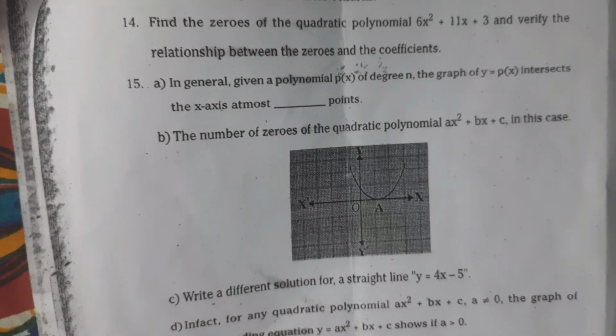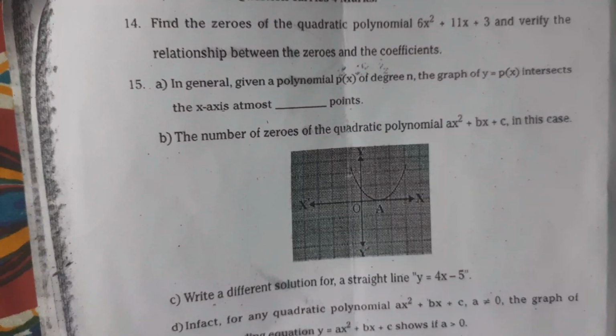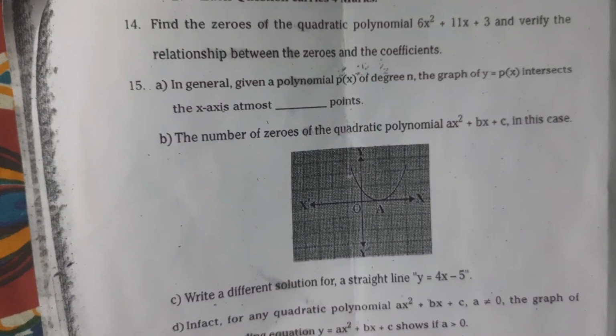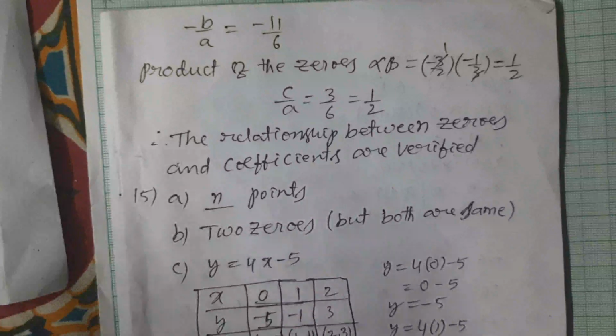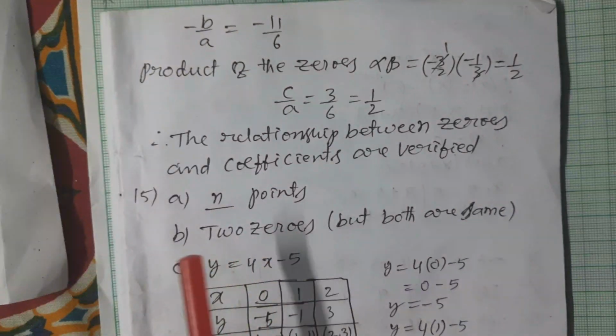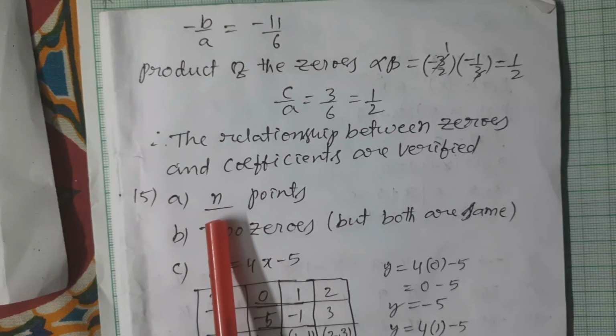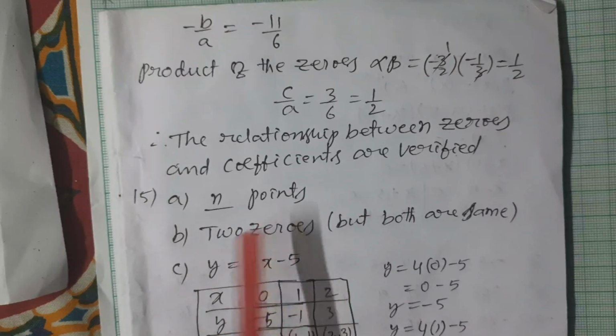Its zeros will be 1. A quadratic polynomial has degree 2, so 2 zeros will be there. A cubic polynomial means degree 3, so 3 will be there. So for an nth degree polynomial, n points will be present.